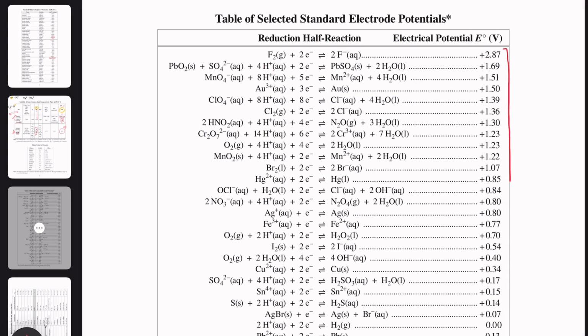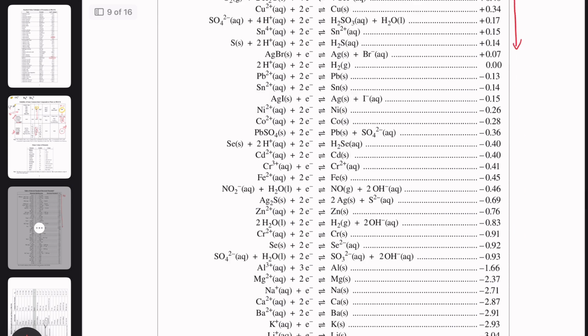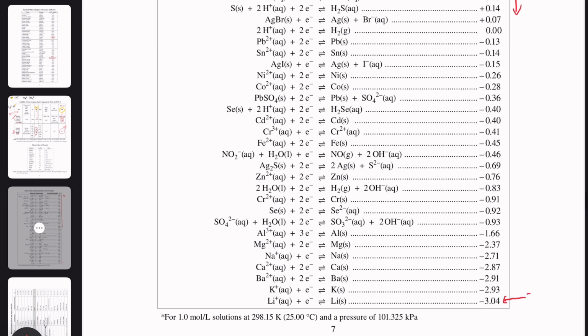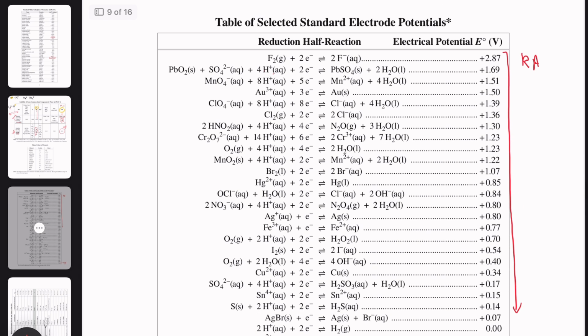Now this table is ordered in a particular way. When you go down the table, the reducing agents get stronger. So the strongest reducing agent would be lithium solid on the right side of the table. When you go up the table and you look to the left side, it increases in oxidation strength. So the strongest oxidizing agent is fluorine.